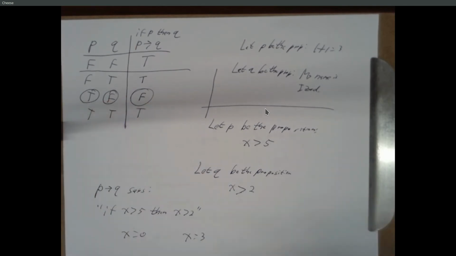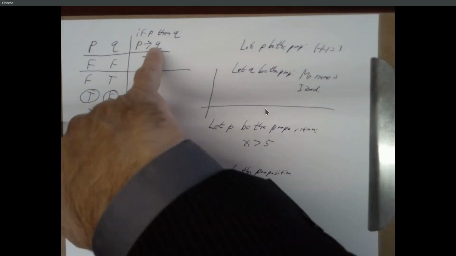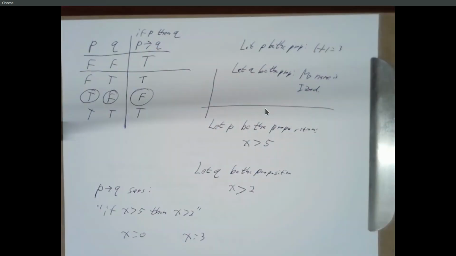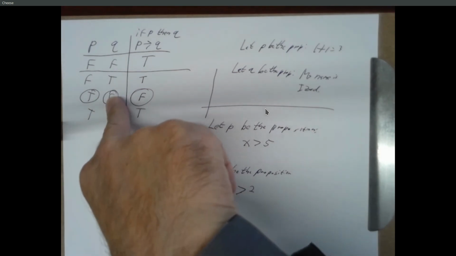This third row is not possible. There is no x that's going to cause P to be true and Q to be false. That's exactly what this if statement is saying. So it can feel a little weird, it might be a little hand-wavy, but we're going to work with this idea that if P then Q has this truth table. It's true in all cases except when P is true and Q is false.